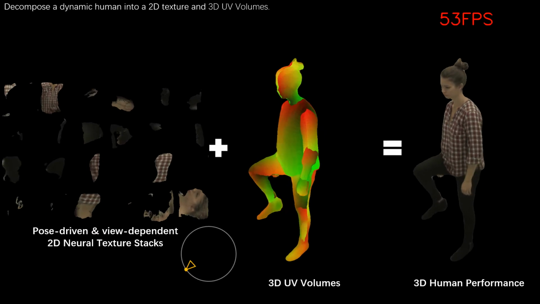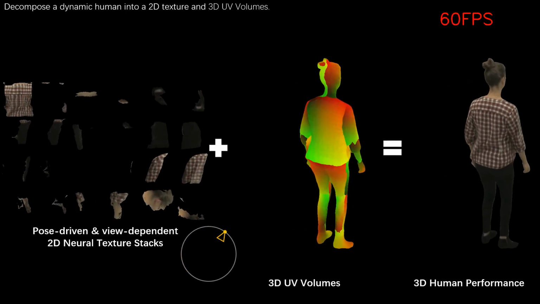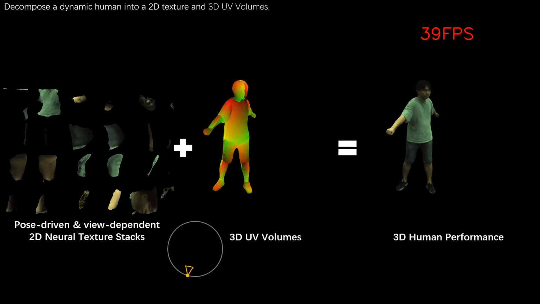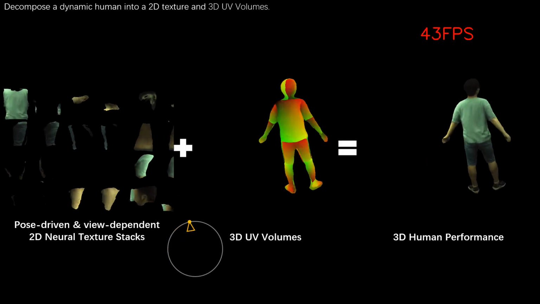Note that the disentanglement of appearance and geometry enables us to achieve high fidelity and real-time novel view synthesis, which is guided by 3D UV volumes. What's more, our generated 3D human performance exhibits high interview and inter-frame consistency.